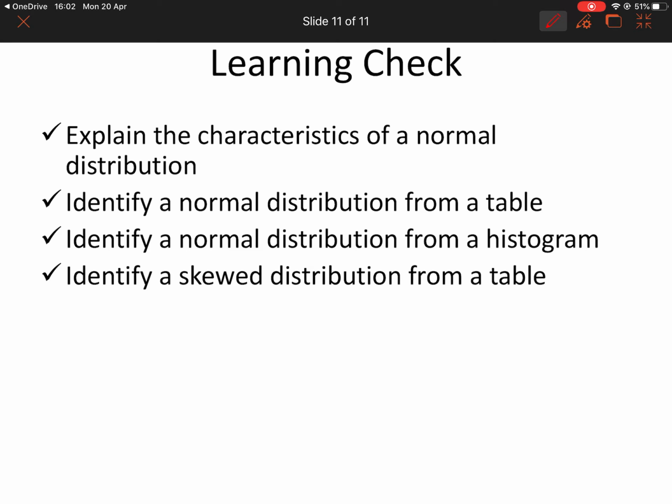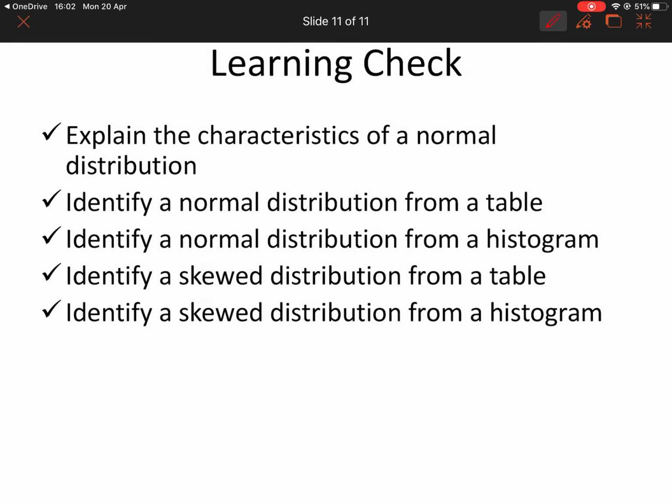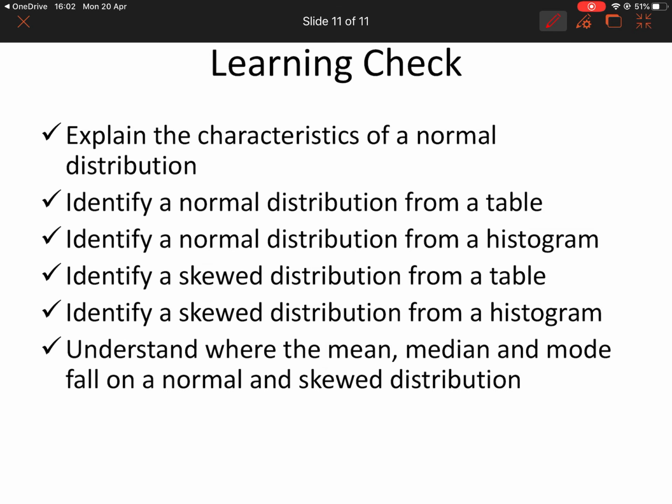You should be able to also identify a skewed distribution from a table, so identify whether it is positively skewed or negatively skewed, and likewise for a histogram. And you should be able to understand where the mean, the median, and the mode fall on a normal and a skewed distribution.